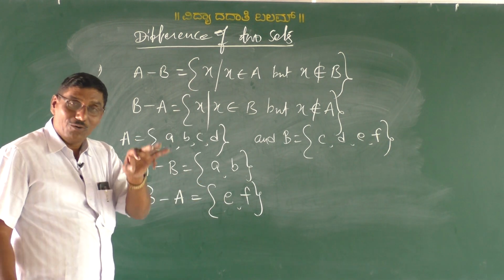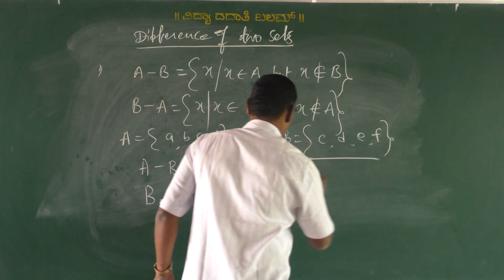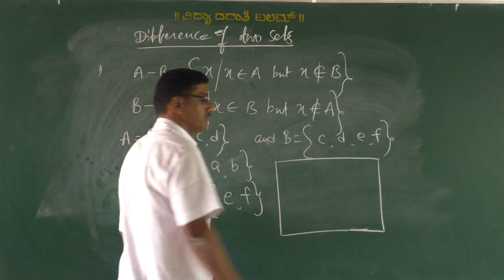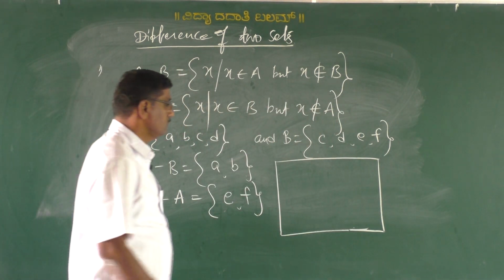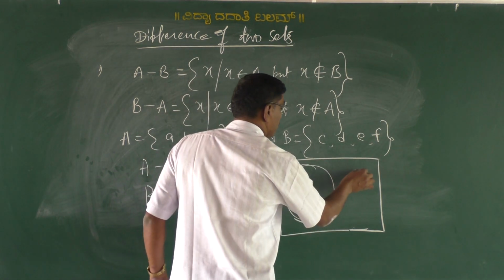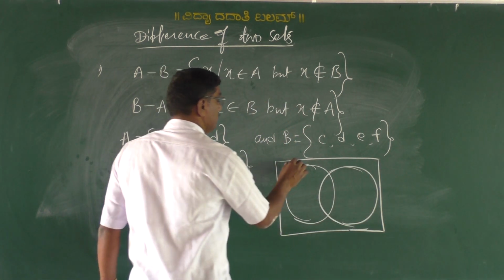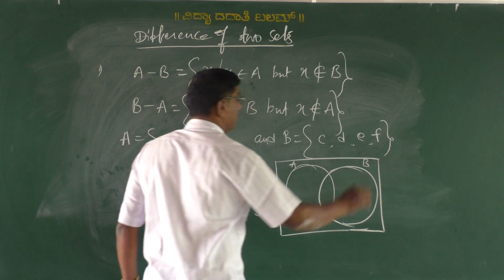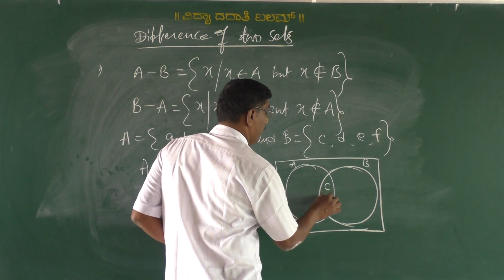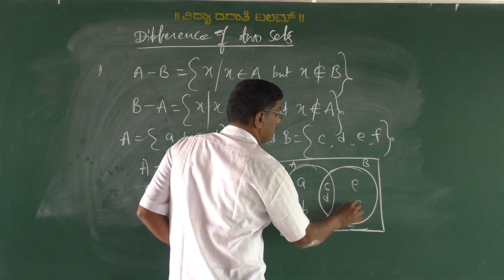Now, we are going to draw the Venn diagram, my dear students, for difference of two sets. Considering a set A, B, this is the set A, this is the set B. The common elements of this are C and D, the remaining elements are A, B, and E.